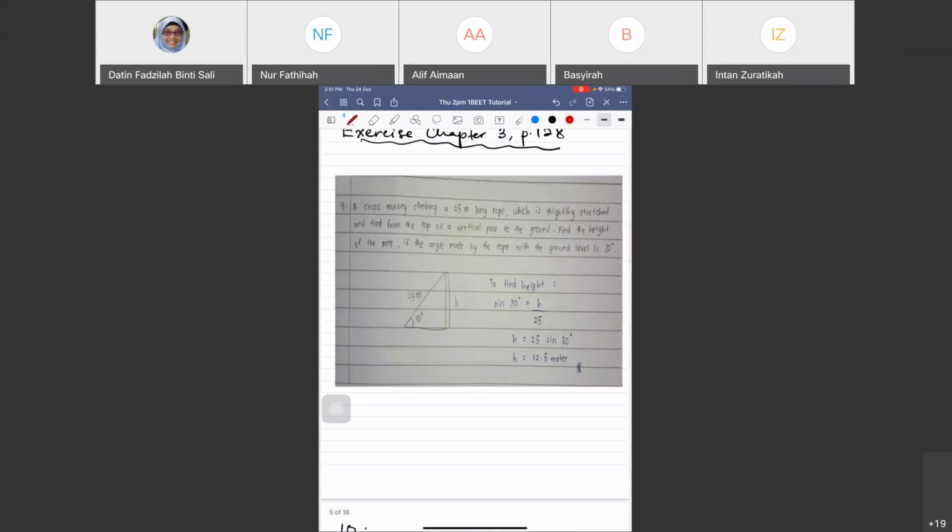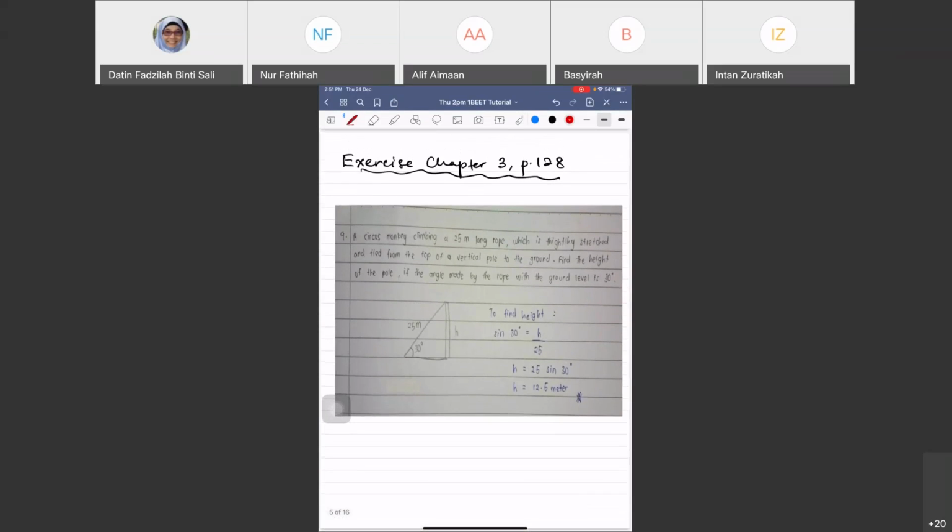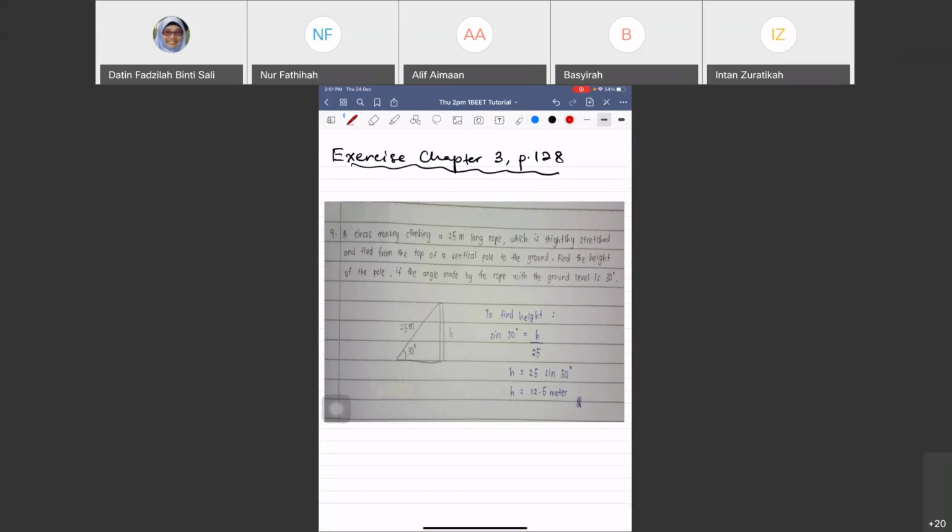It's not there. Okay, this is now question 9. In question 9, you're given a circus monkey climbing a 25-meter long rope which is tightly stretched and tied from the top of a vertical pole to the ground. Find the height of the pole if the angle made by the rope with the ground level is 30 degrees. Let's look at the sketch. Let's look at the drawing.